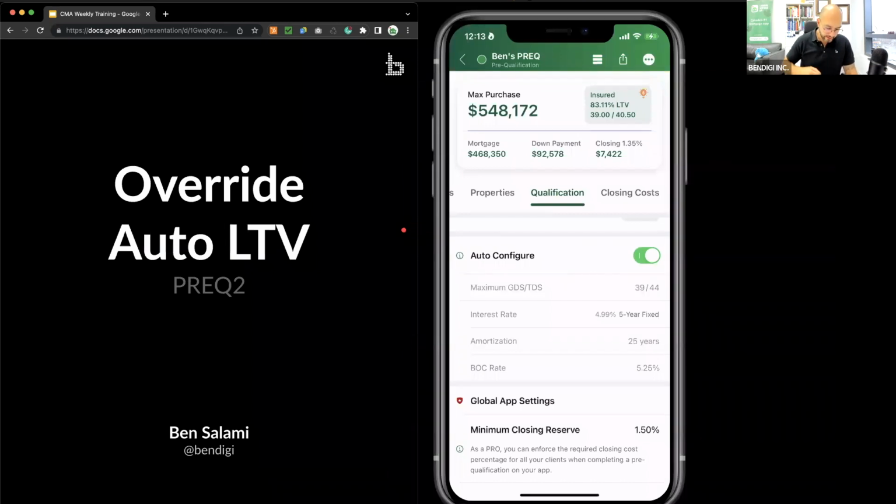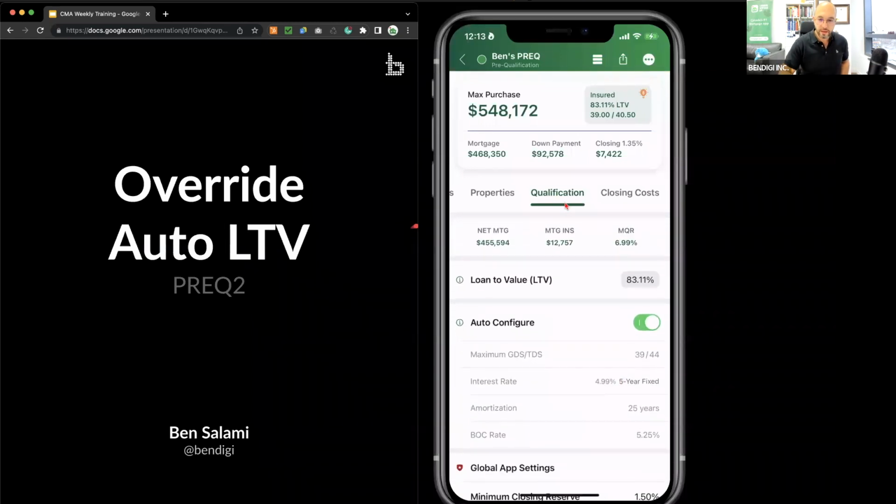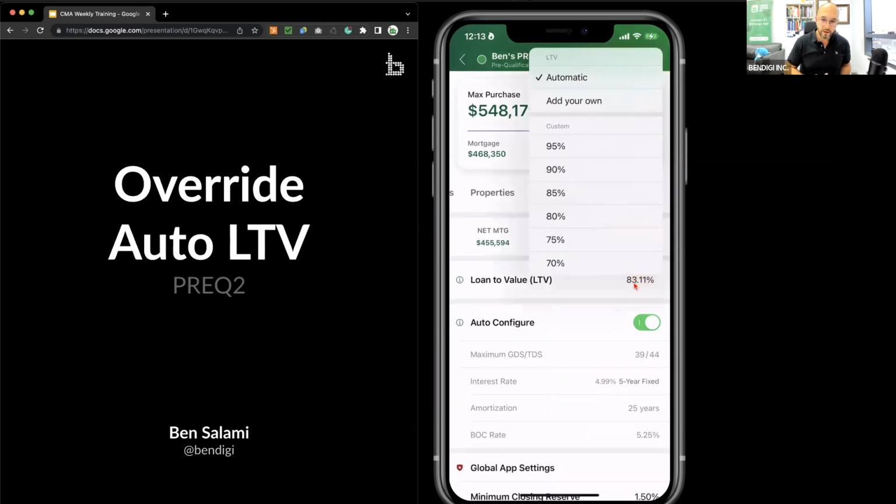We want to override LTV, which is located right here. Right now, LTV, loan to value, is set to automatic. It's always set to automatic when you get through a scenario. But you have the opportunity to change it.